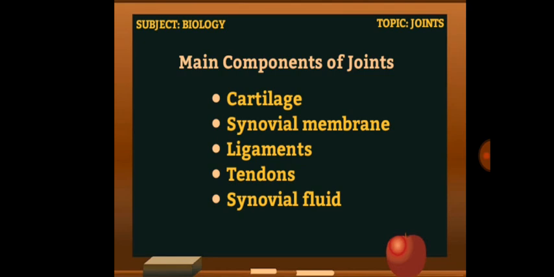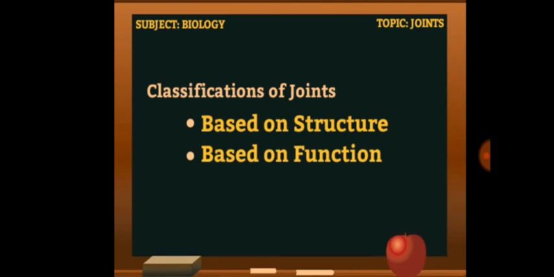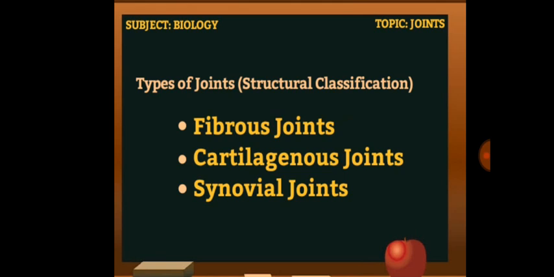And lastly, the synovial fluid. This is the clear sticky fluid secreted by the synovial membrane. Joints can be classified based on their structure and their function. According to structural classification, joints are of the following types: the fibrous joint, cartilagenous joint, and synovial joint.